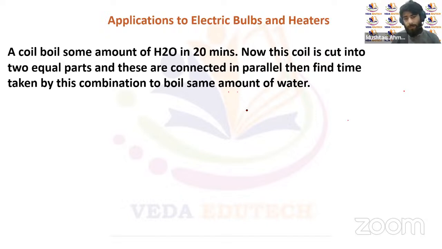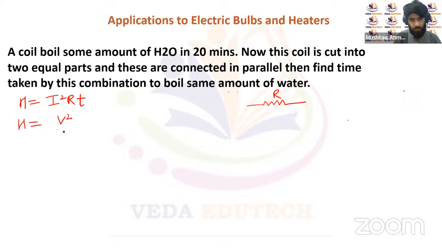That means that this was initially the resistance of this coil. Then the heat produced in this coil will be I square R multiplied by T, or we can just write it as V square over R multiplied by T. So this will be the heat produced in this heater when the resistance was R.